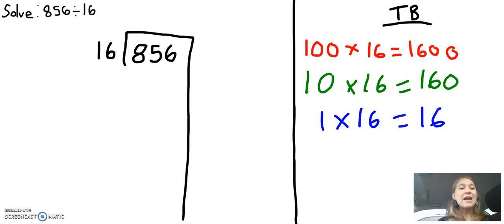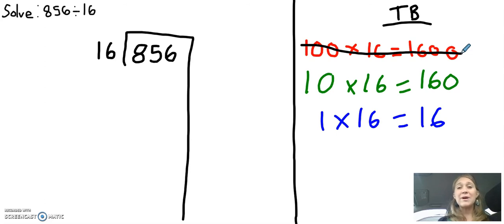I've got the problem 856 divided by 16, and I'm trying to find the quotient, or the answer. I've already got my think box set up. So I'm going to look over here in my think box, and I'm going to ask myself, can I use hundreds numbers? And I see that 100 times 16 is 1,600. But my dividend is only 856. So any hundreds number is going to be too big. So I cross it off. It's not going to work.